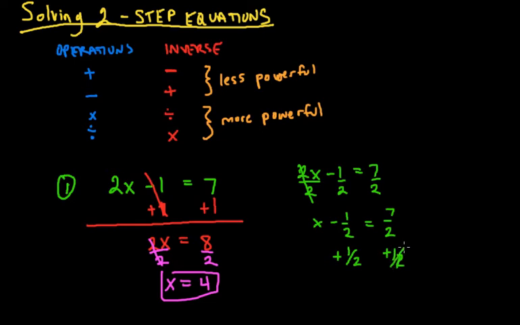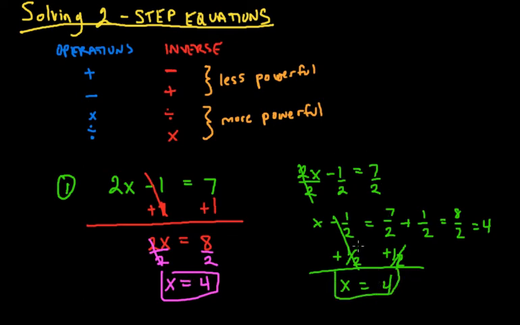Kind of sloppy, but pretend that's a 1 over 2. Those cancel out, leaving me with x equals 7 over 2 plus 1 over 2. That's 8 over 2, which is 4. So we could still get our answer. Notice how I got the answer, but this way has fractions. It's a little harder to look at, kind of messy. It's actually simpler to take care of the less powerful operations first, and then go take care of the big powerful operations like multiplication and division.